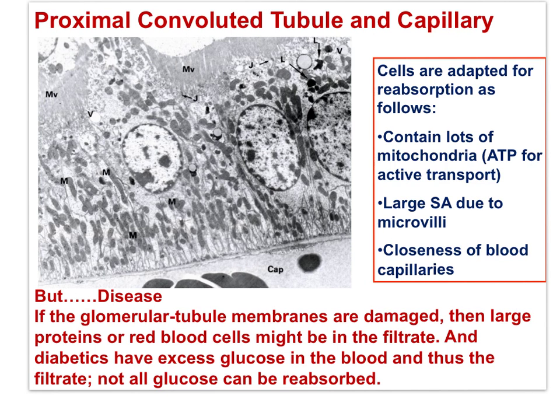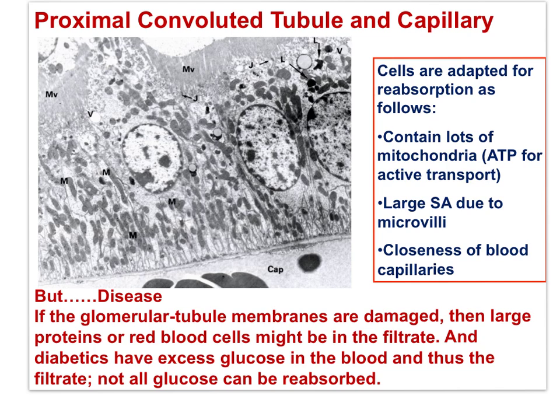The cells of the proximal convoluted tubule are adapted for reabsorption because, one, they contain lots of mitochondria to produce ATP for active transport. Secondly, they have a large surface area in contact with the filtrate due to the microvilli. And lastly, the proximal convoluted tubule is in close proximity to blood capillaries.